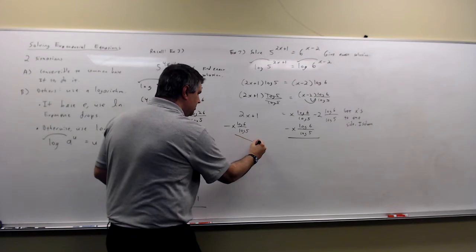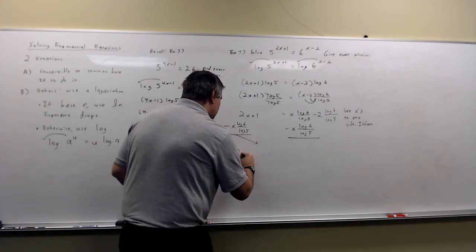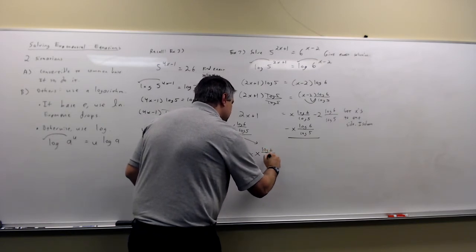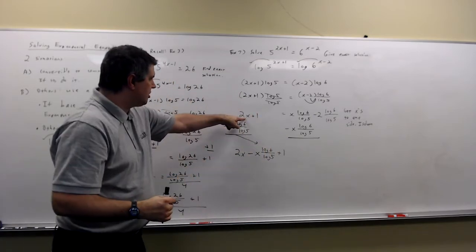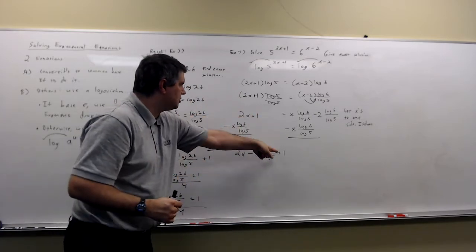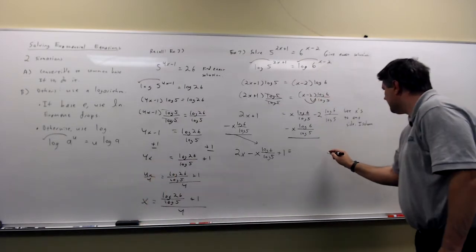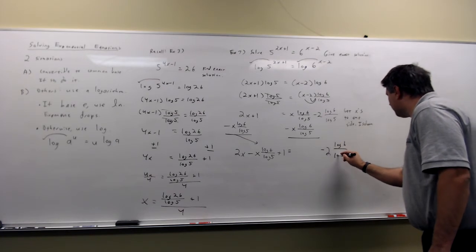All right, and I'm going to subtract it from the other logarithm, or from the other x term. So I'll have 2x minus x log 6 over log 5 plus the 1. So this x term minus that x term plus the 1 equals negative 2 log 6 over log 5.